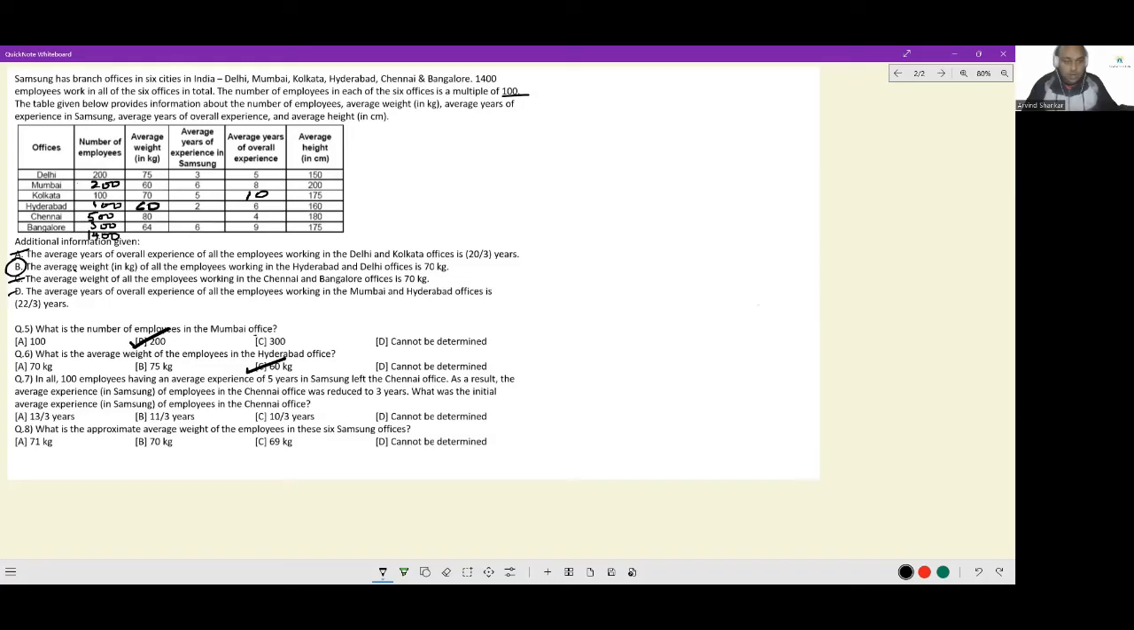Next, in all, 100 employees having an average experience of 5 years in Samsung left the Chennai office. Chennai office had 500 people, and their average experience was 4. And 100 employees having an average experience of 5 years left the Chennai office. So, as a result, the average experience in Samsung of the employees in the Chennai office was reduced to 3 years. So, there will be 400 employees left with an average of 3 years in Samsung.